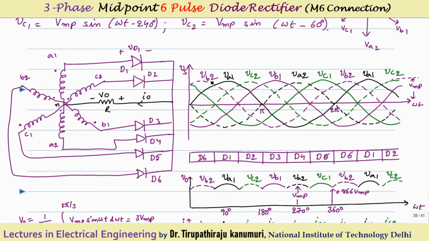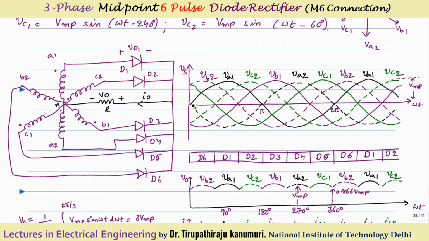So from this I can tell my output voltage when diode D6 is conducting. When diode D6 is conducting, the terminal voltage at this point will be equal to VB2, because the voltage across the remaining diodes will be the voltage on the anode side minus the voltage on the cathode side. Let us take, for example, the voltage across diode D1. Voltage across diode D1 will be equal to VA1 minus V0, because this plus of V0 is connected here, right? So initially V0 is VB2, so the voltage across diode D1 will be equal to VA1 minus VB2.